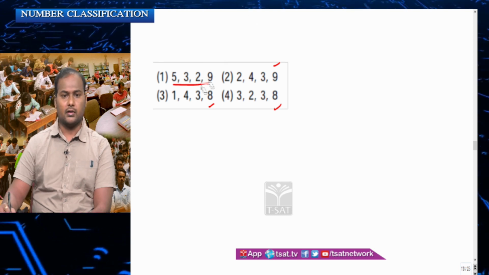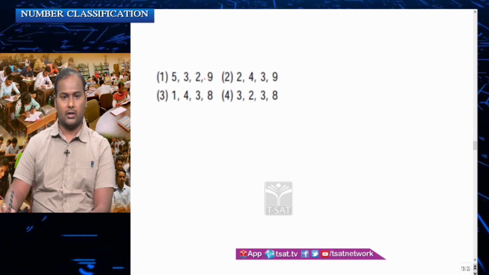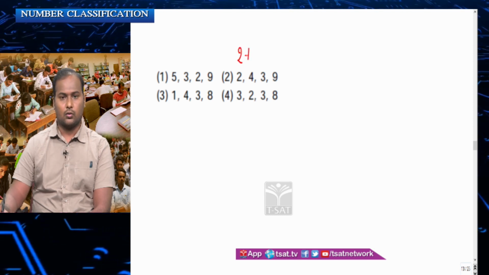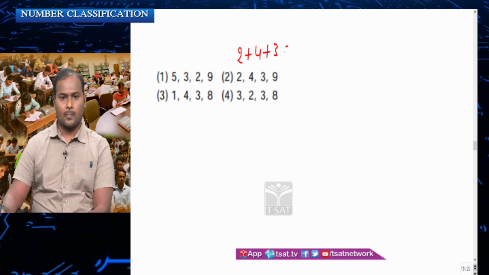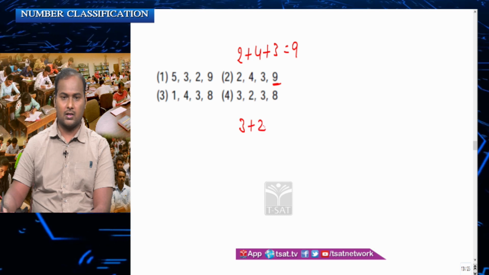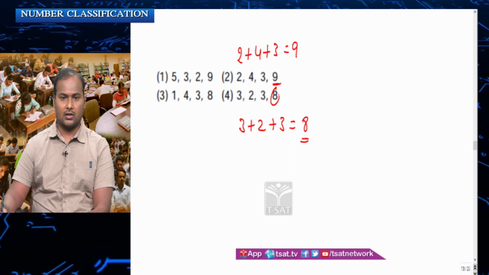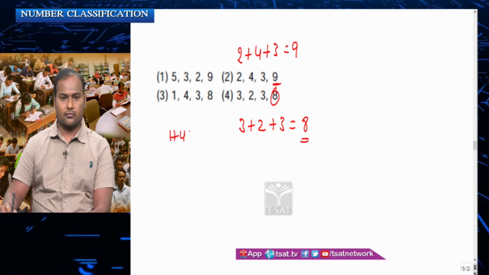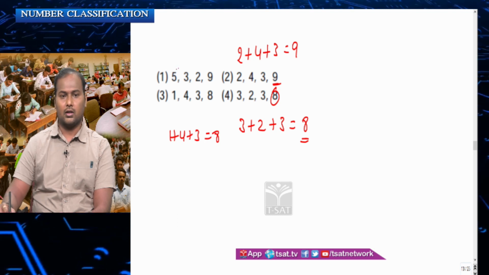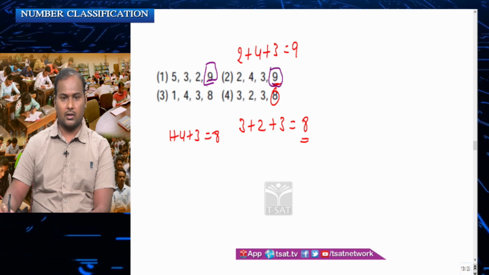So if you see here, 5, 3, 2, 9, no, you won't get the answer, but it's checked with option 2, that is 2 plus 4 plus 3, that will be equal to the last one, that is 9. In the same way, 3 plus 2 plus 3, that equal to 8, that is the last one. In the same way, 1 plus 4 plus 3, that is equal to 8. So, how I got that idea? I got that idea because in all the cases, the last number is the bigger one.